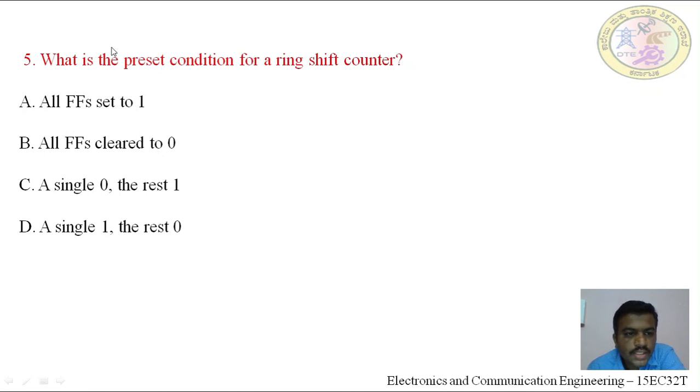Fifth question, what is the preset condition for a ring shift counter? Options are A, all flip-flops are set to 1, B, all flip-flops cleared to 0, C, a single 0, the rest 1, D, a single 1, the rest 0. In a ring counter, the preset condition is nothing but the output of the first flip-flop set to binary 1 and the output of the remaining flip-flops set to binary 0. The answer for this question is D, a single 1, the rest 0.